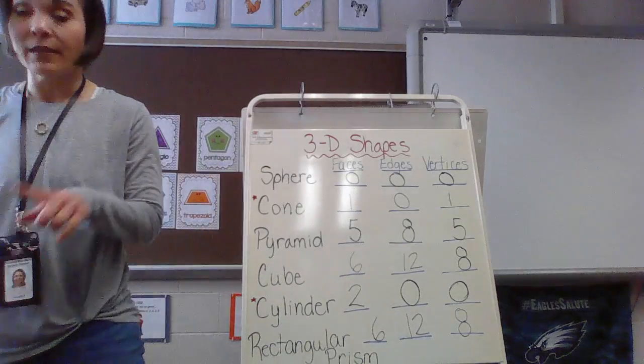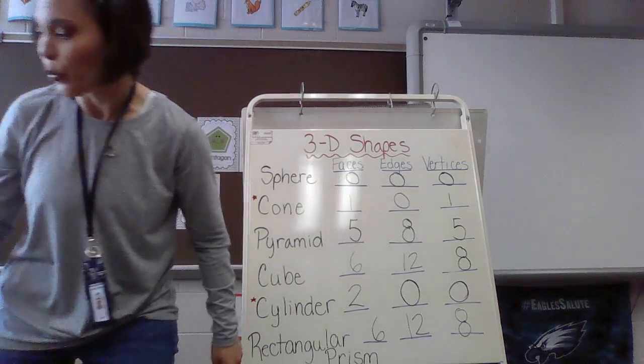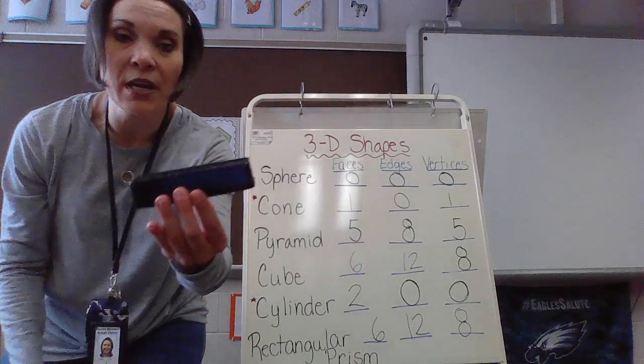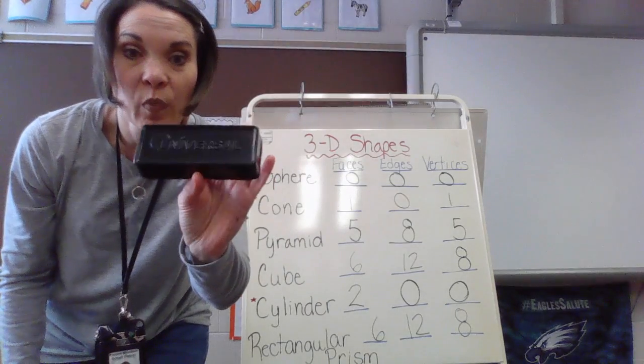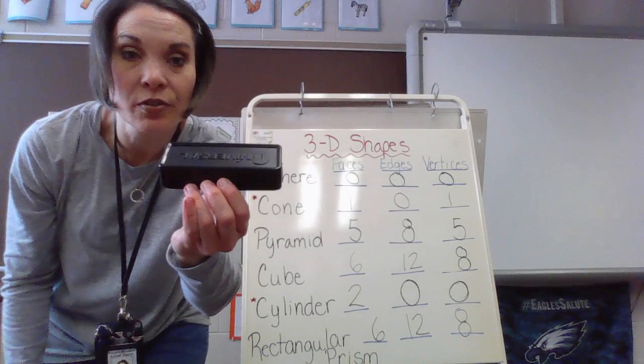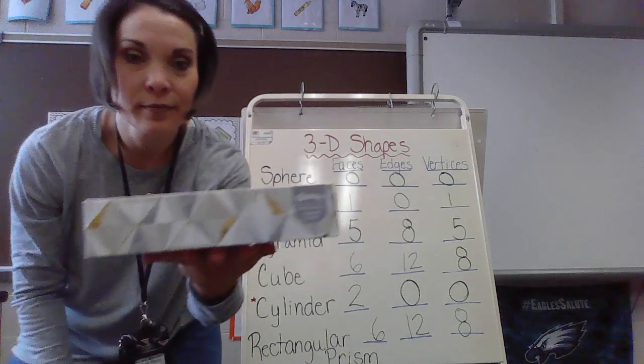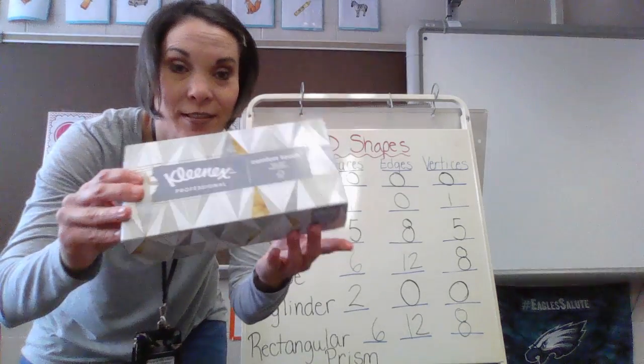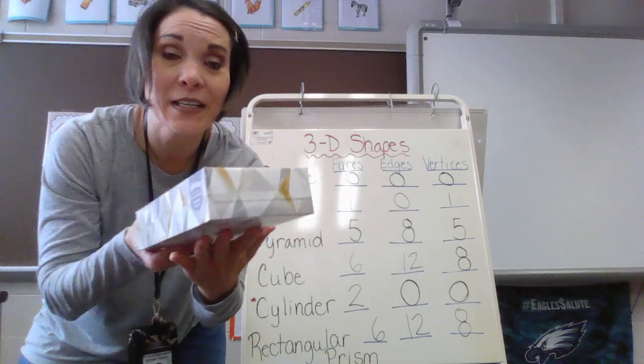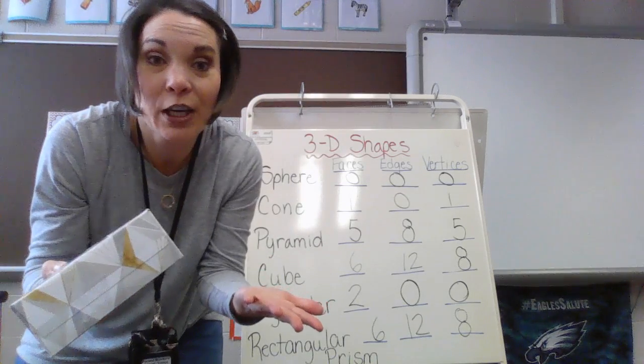So let's take a look at 2 examples of a rectangular prism. One would be one of my whiteboard erasers. Another one would be a tissue box. 2 perfect examples of a rectangular prism.